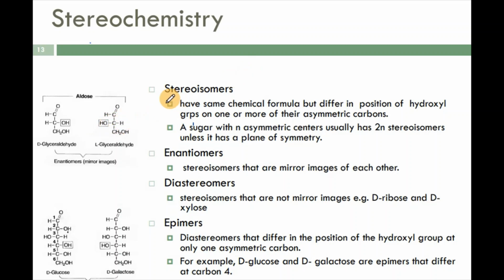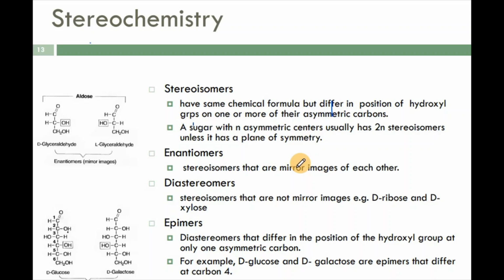Stereoisomers have the same chemical formula but differ in the position of hydroxy groups on one or more of their asymmetric carbons. We call the chiral carbons asymmetric carbons. Bear in mind, chiral carbons or chiral centers are also called asymmetric centers or asymmetric carbons. A sugar with asymmetric centers usually has 2 to the power n stereoisomers, as we said earlier, unless it has a plane of symmetry.